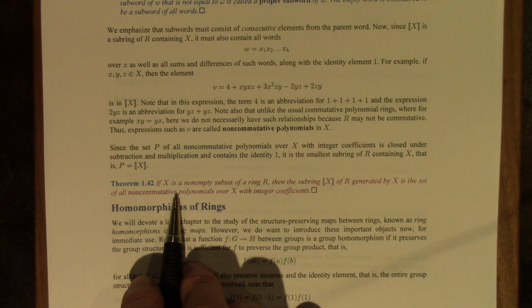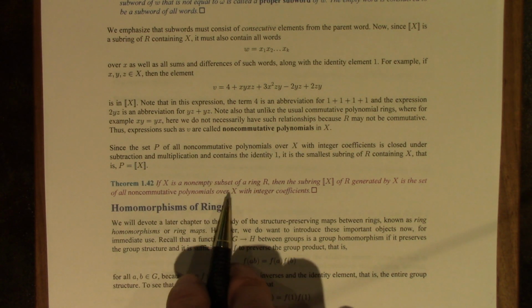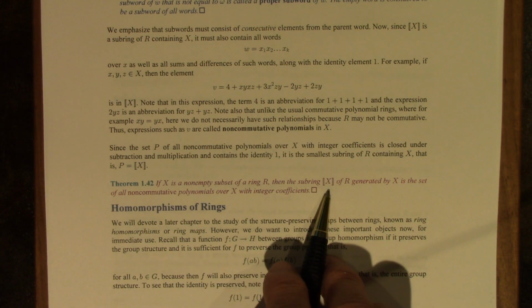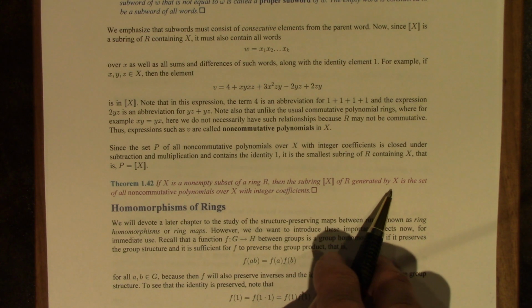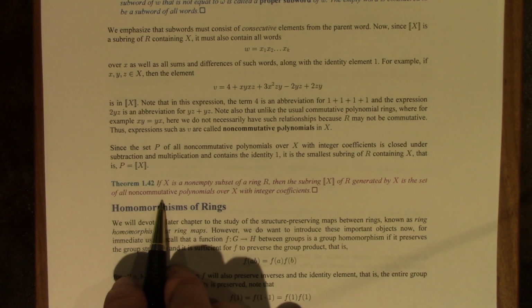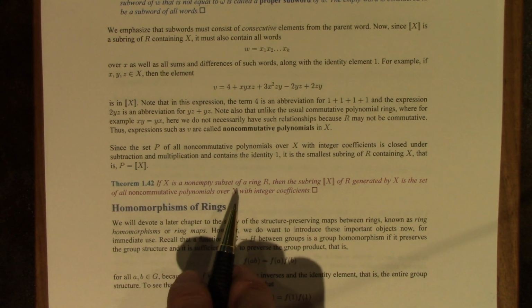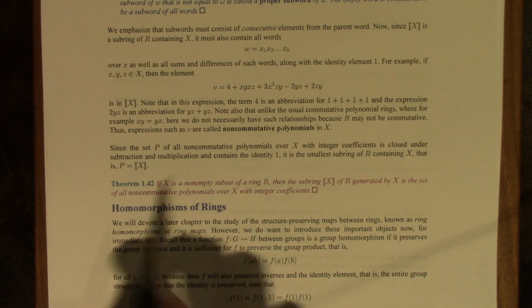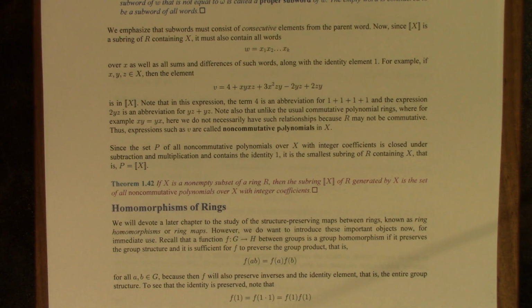If X is a non-empty subset of a ring R, then the subring of R generated by X is the set of all non-commutative polynomials over X with integer coefficients. And again, I'll say, by non-commutative, we mean not necessarily commutative.